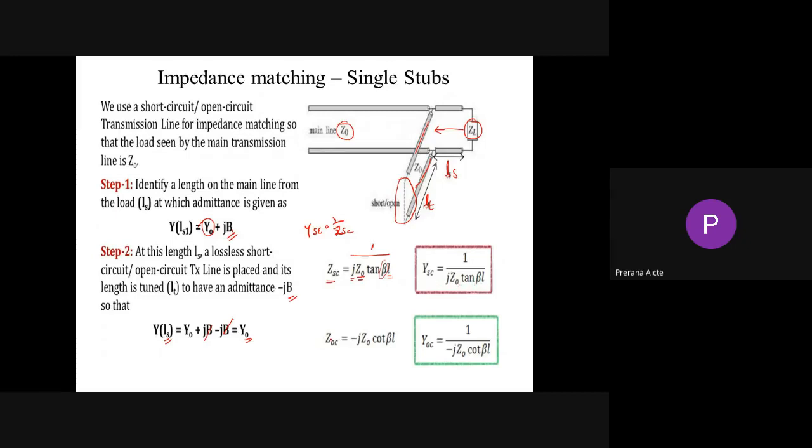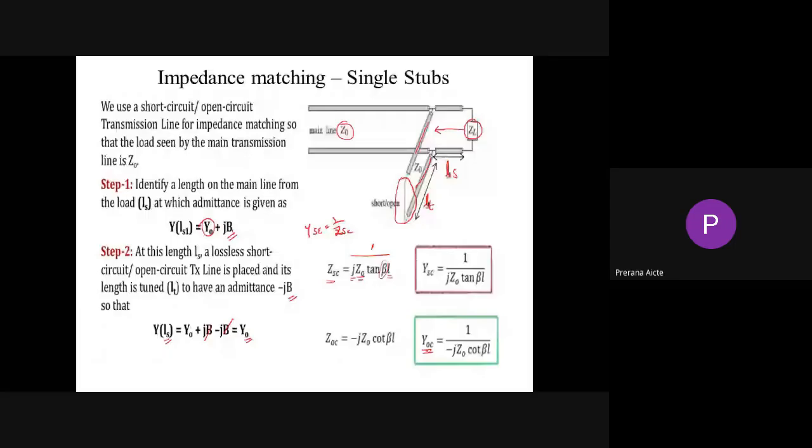Similarly, for the open circuit, impedance ZOC equals minus j Z naught cot beta L, the cot function. Beta is the phase constant, Z naught is the output impedance, and L is the length of the transmission line. Then the corresponding output admittance is 1 by ZOC, that is, 1 by minus j Z naught cot beta L.